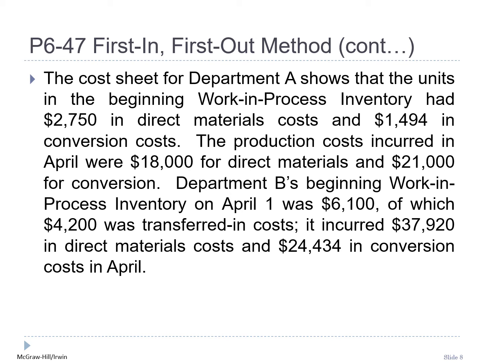The cost sheet for Department A shows that the units in the beginning work in process inventory had 2,750 in direct material costs and 1,494 in conversion costs. The production costs incurred in April were 18,000 for direct materials and 21,000 for conversion. Department B's beginning work in process inventory on April 1 was 61, of which 42 was transferred in costs. It incurred 37,920 in direct material costs and 24,434 in conversion costs in April.